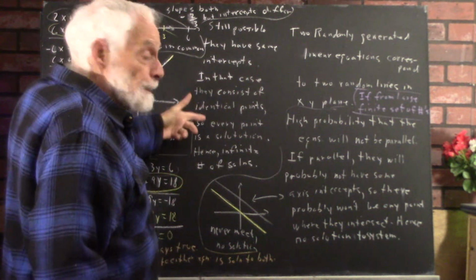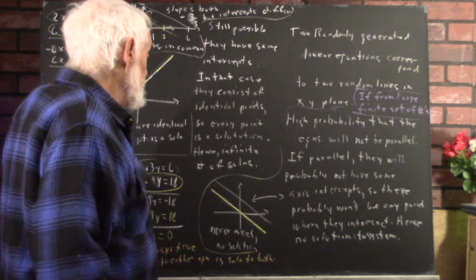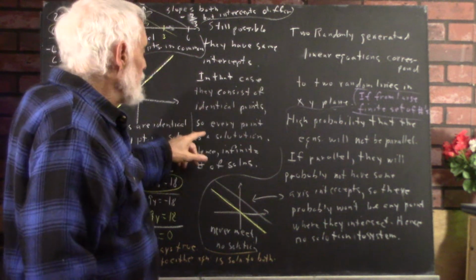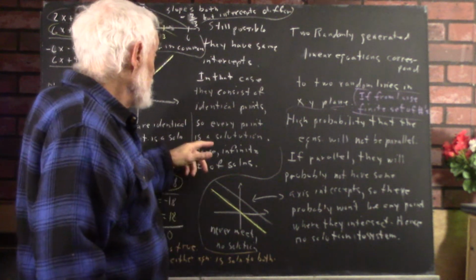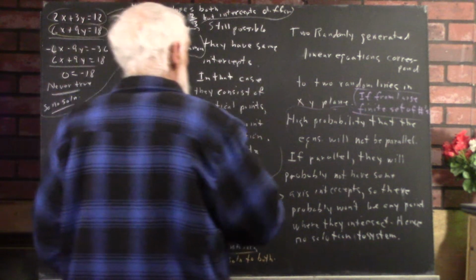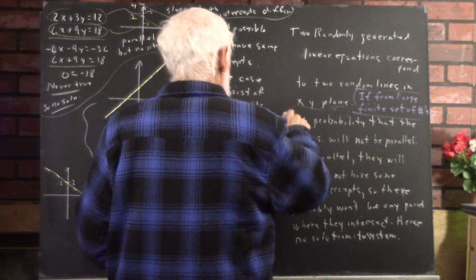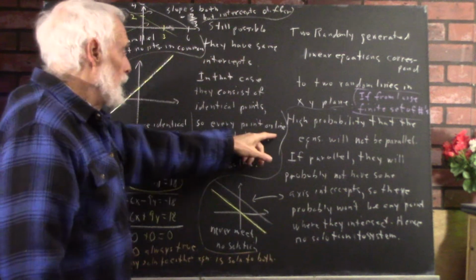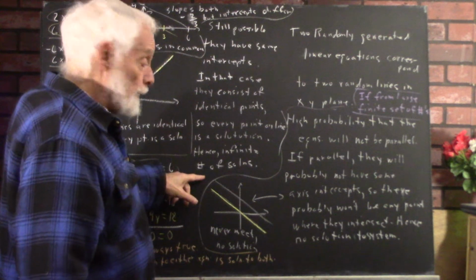In any case, it is possible that the lines would consist of identical points. So every point on the line, on either line, is a solution. We should say every point on the common line is the solution. So there's an infinite set of solutions.